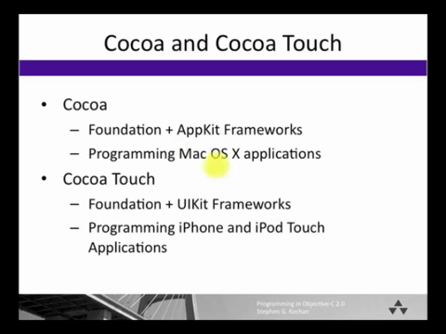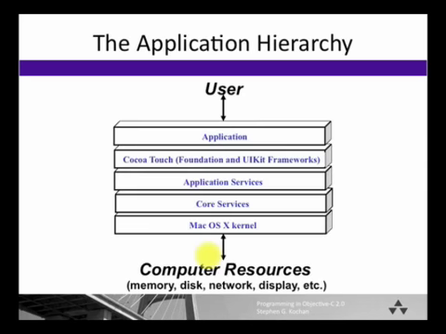Cocoa is used for programming native Mac OS X applications. Applications like Safari, iTunes, Mail, for example, would be written using Cocoa. Cocoa Touch, as you can see here, is a combination of the Foundation and the UI Kit frameworks. So you see these two, Cocoa and Cocoa Touch, have the Foundation framework in common. And Cocoa Touch is used for programming iPhone and iPod Touch applications.